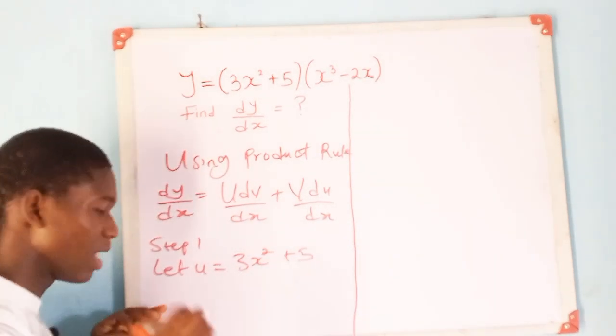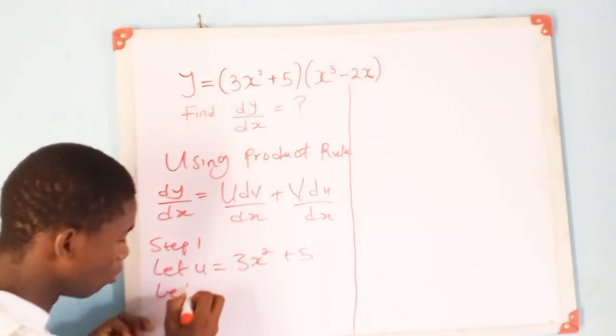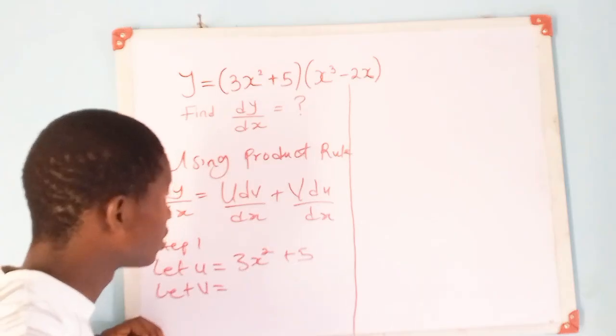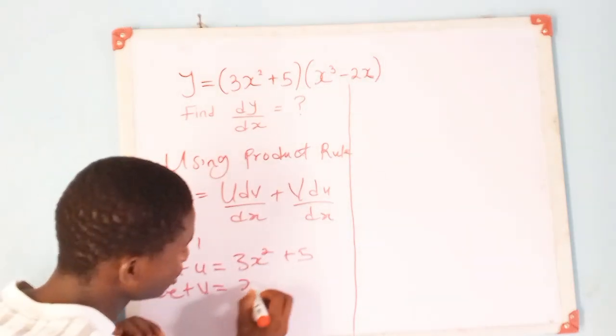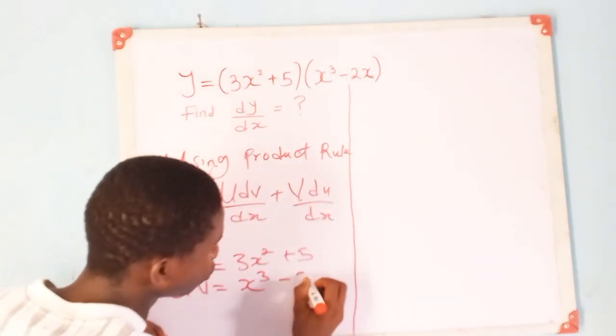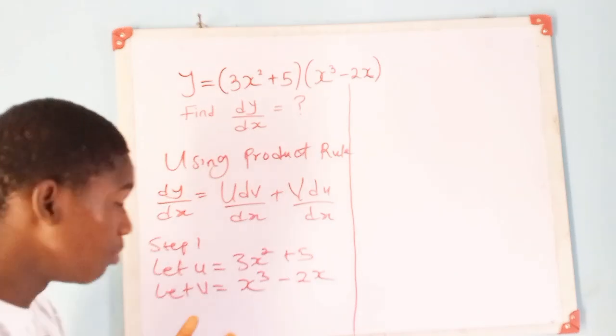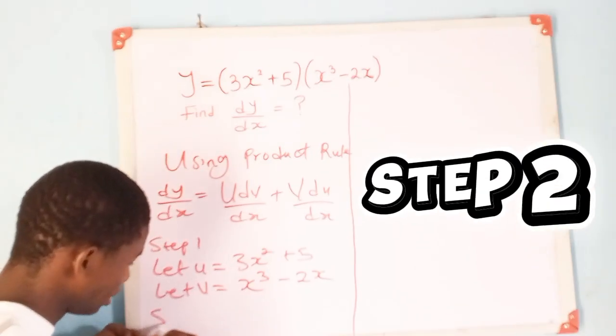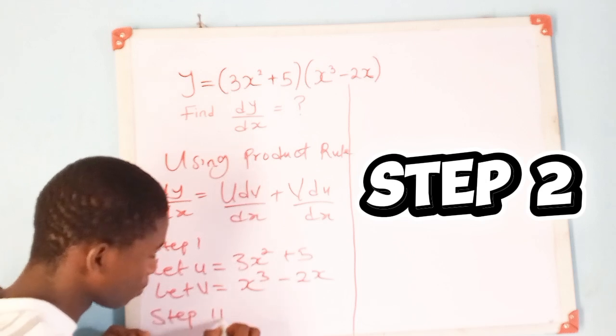Now let's continue. The next thing you're going to say is that let v also be equal to the second bracket. So it's going to be x raised to the power of 3 minus 2x. You got what I'm doing, right? Now the next thing you are going to do is step 2.